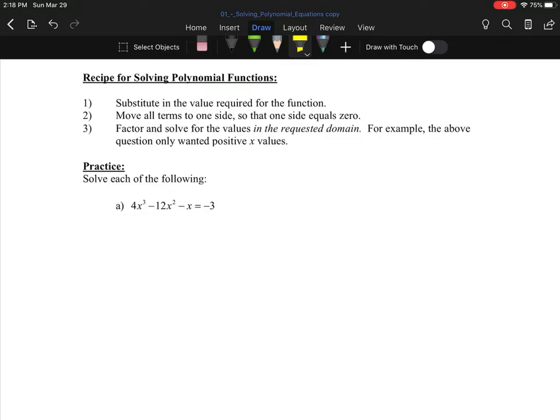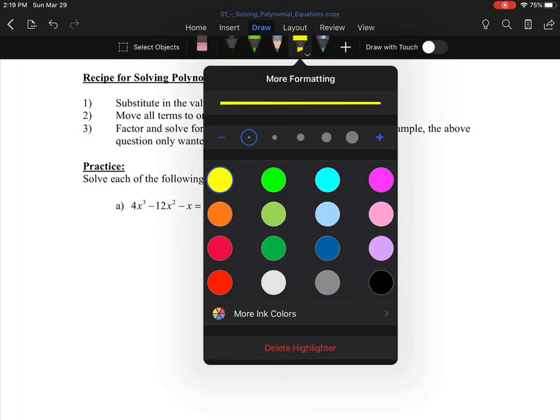Substitute in the value required for the function. In the last question, I had to substitute in a 10. Sometimes it'll be 0 you sub in, but you've got to substitute in whatever value they're looking for.